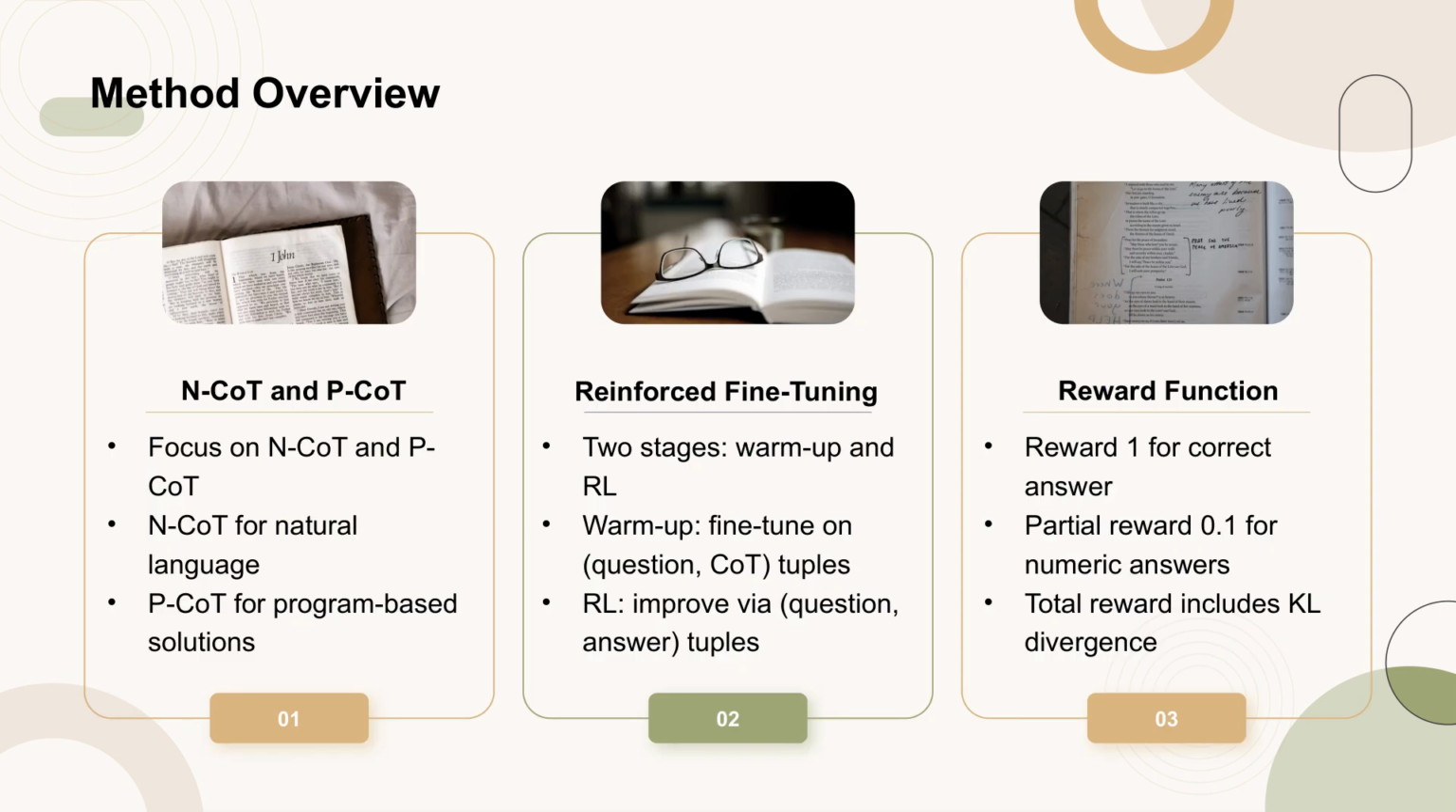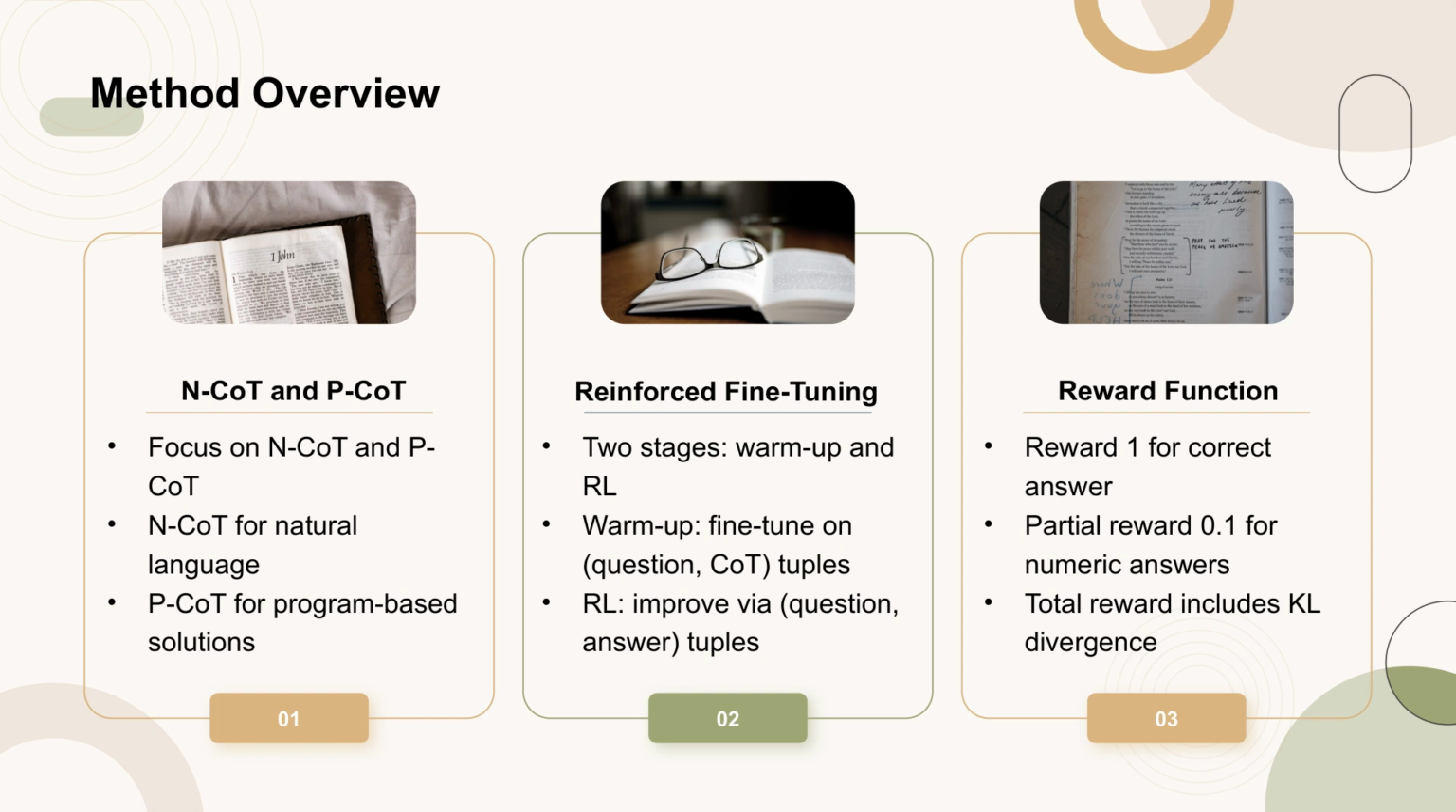In this work, the authors focus on two types of chain-of-thought, COT, methods, natural language COT, NCOT, and program-based COT, PCOT. NCOT involves using natural language for problem solving, while PCOT uses Python programs. The reinforced fine-tuning, ReFT, process is divided into two stages, the warm-up stage and the reinforcement learning stage. During the warm-up stage, the model is fine-tuned on datasets containing question, COT, tuples to develop basic problem-solving skills. In the reinforcement learning stage, the model improves by learning from question-answer tuples.